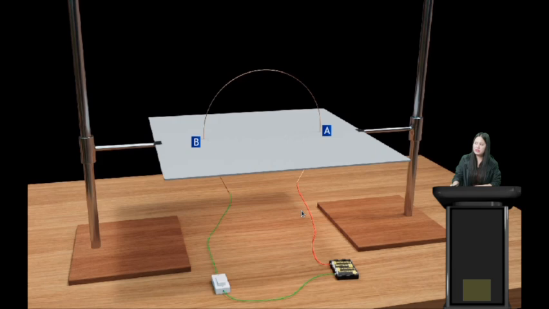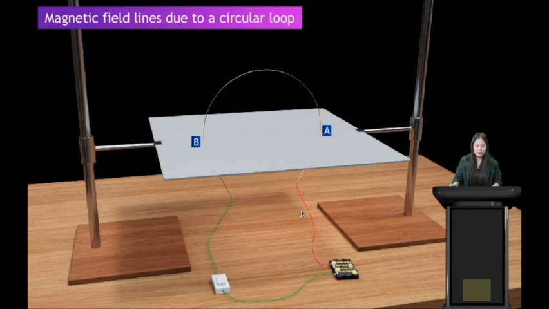Now, in our previous class, we discussed a straight current carrying conductor. So we used a straight conductor. Now, what if we use a circular loop? This is not a straight conductor, this is a circular loop. So in today's class, we will see magnetic field lines due to a circular loop.